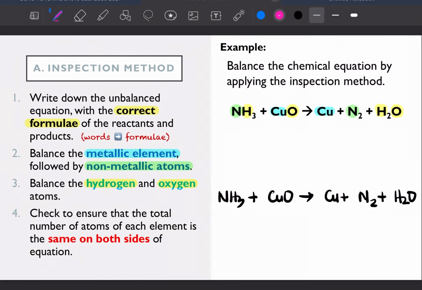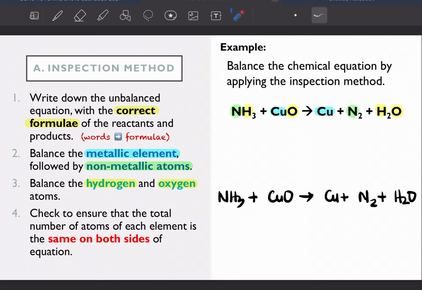What I have done is I already highlighted your metallic element, like copper, in blue. Other metallic elements in your periodic table will be the ones in group 1, group 2, and then the ones in the middle like copper, magnesium, and so on.